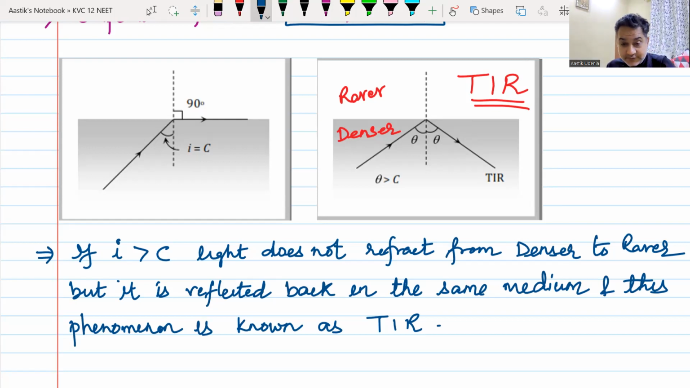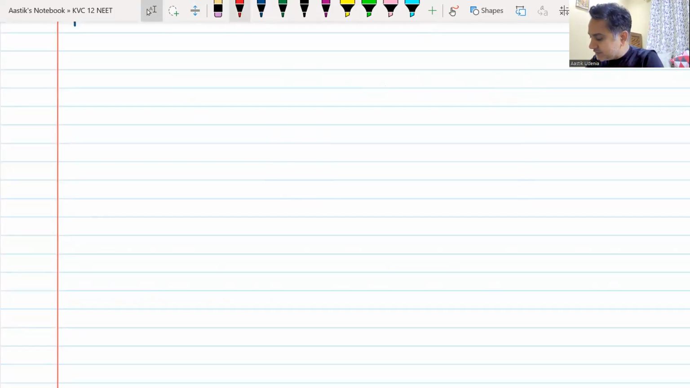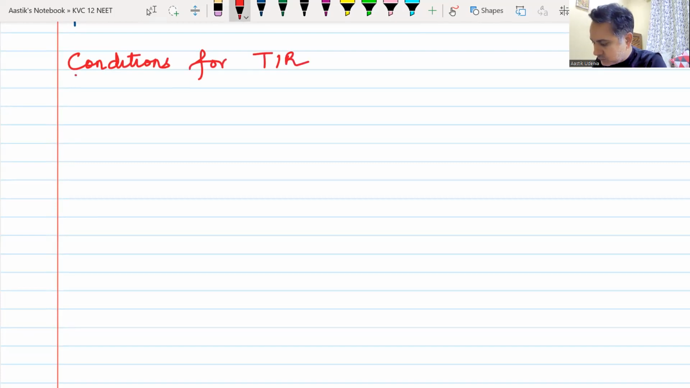Have you noted it down, my dear friends? Yes, sir. Then we will write conditions for TIR. There are two conditions which are necessary for TIR.